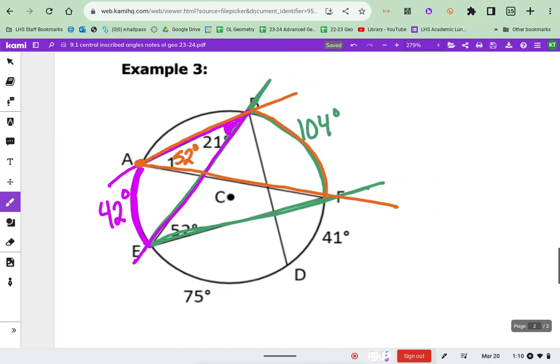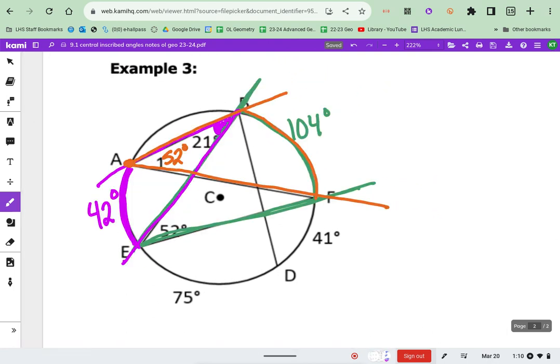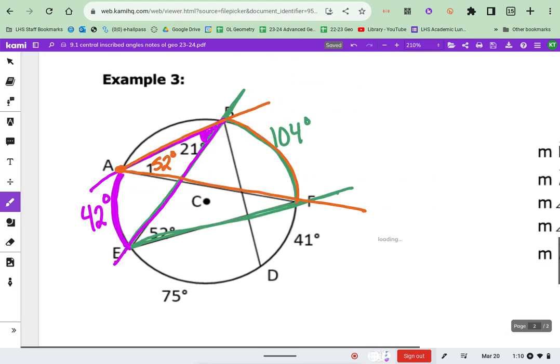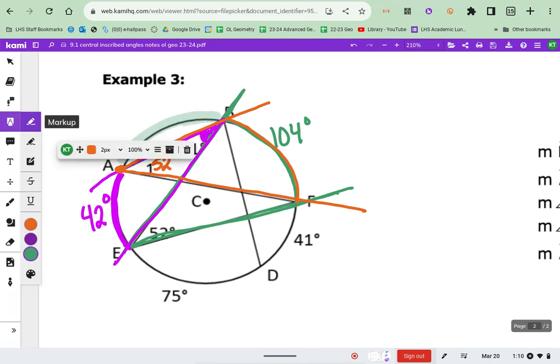Wait, what's a full circle? Like the outside of a circle. Full circle is 360. So you just do 360 subtract. You guys see what she's saying? How we just have one arc that we don't have any numbers for? Because everything will add to 360. So we're just going to add 42 plus 75 plus 41 plus 104. Subtract from 360, and that's the arc piece that we're missing.